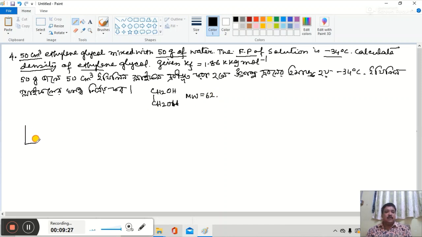Now, if we draw a picture, then we get the weight of solvent W1 is equal to 50 gram. W2 is not given in the question. In the question we obtain volume. If we multiply volume into density of the ethylene glycol, then we get W2, that means the weight of ethylene glycol.